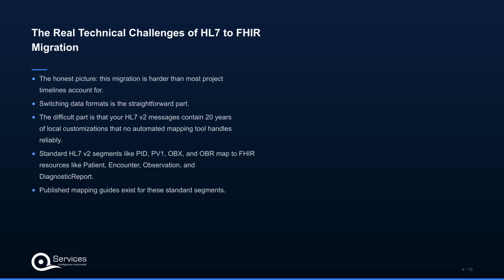The problem is the Z segments, local codes, non-standard field placements, and vendor-specific extensions that every hospital accumulates over years of integration work. A typical midsize hospital has 40 to 60 distinct HL7 v2 message variants across its EHR, lab, radiology, and pharmacy systems. Each variant needs individual mapping logic and validation testing. Budget 3 to 6 months of mapping effort for a medium complexity environment. Organizations with heavily customized systems or older EHR platforms should budget closer to 12 months for the mapping work alone.